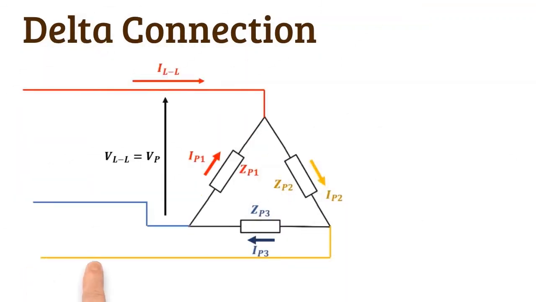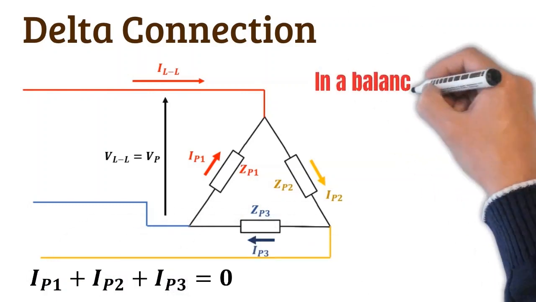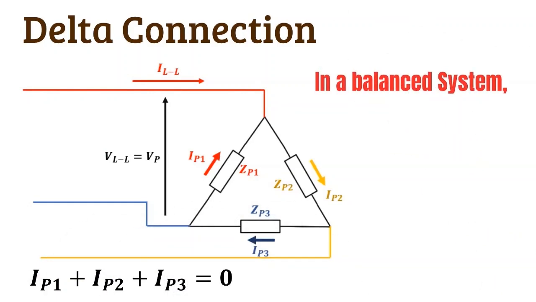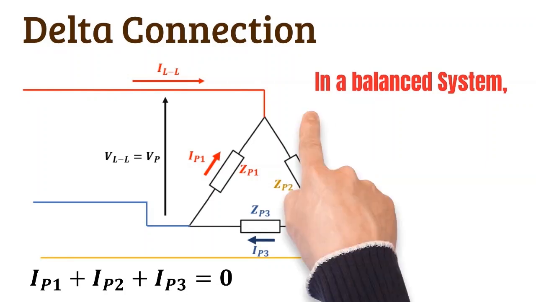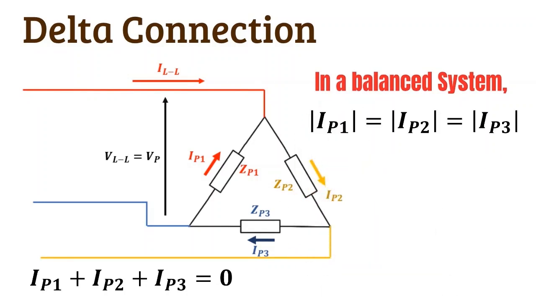In delta connection, phase 1 current plus phase 2 current plus phase 3 current should be equal to 0. If the system is balanced, that means if loads of all phases are the same and supply voltages are the same in magnitude and frequency with 120 degrees phase shift, then all currents are equal in magnitude and frequency with 120 degrees phase shift. If you observe the delta connection, the phase voltage and line-to-line voltage are the same. Besides, the line current is equal to √3 times the phase current.